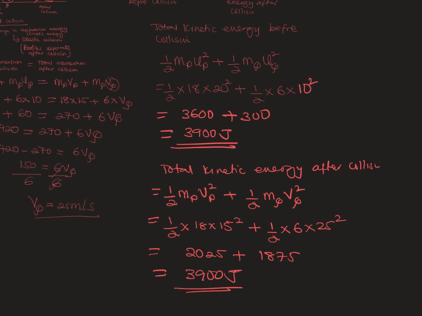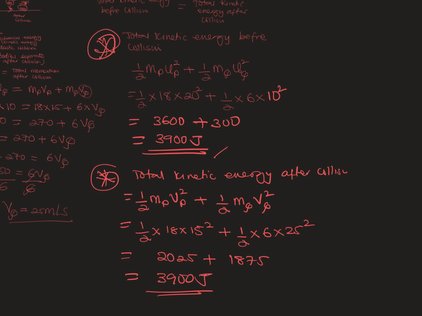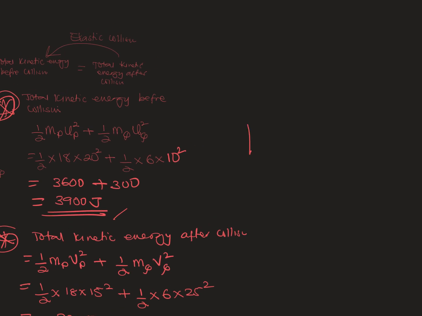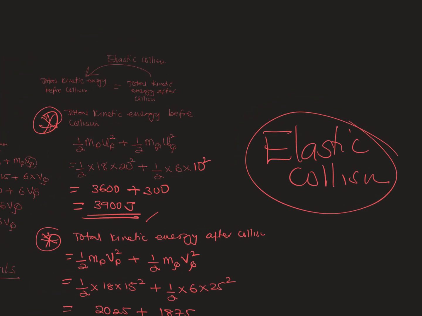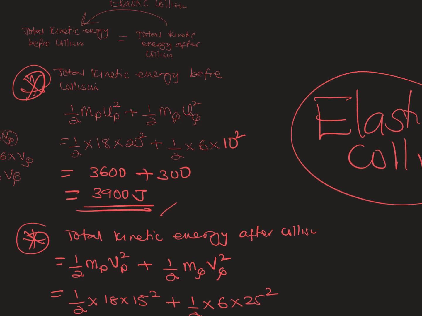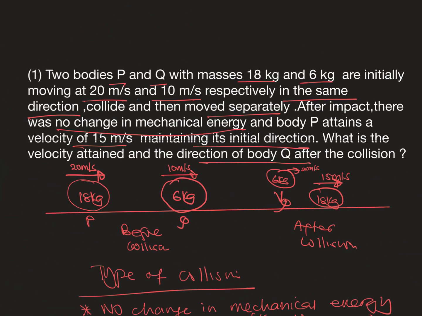So you see that the total kinetic energy before collision is equal to total kinetic energy after collision. This type of collision is what we call elastic collision. So it means for elastic collision, total kinetic energy before collision is equal to total kinetic energy after collision, which means there is no loss in kinetic energy during the collision. Okay, so kinetic energy was not lost during the collision. Okay.